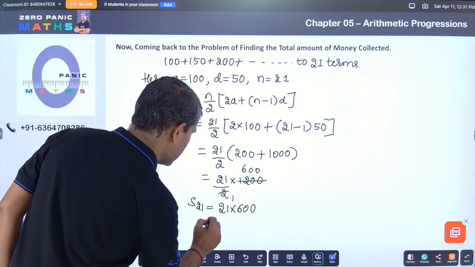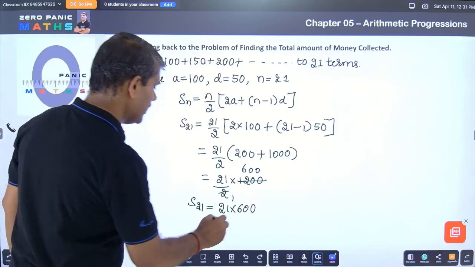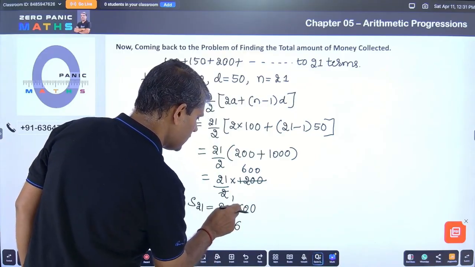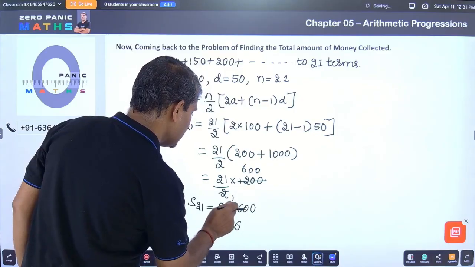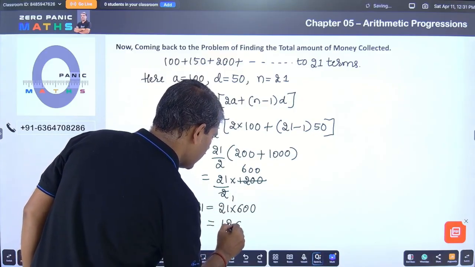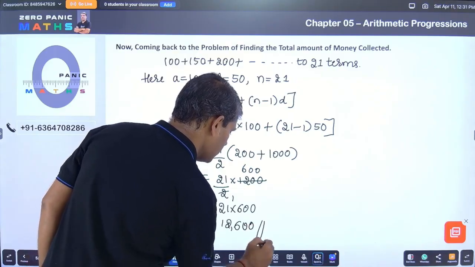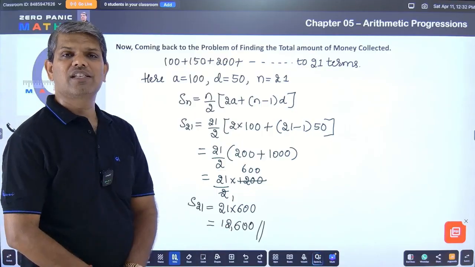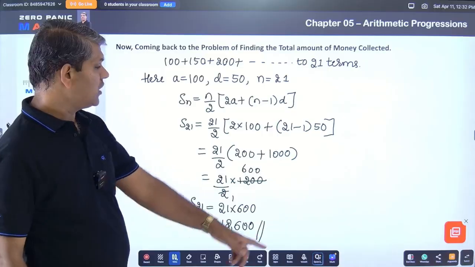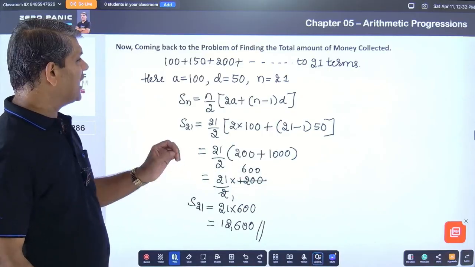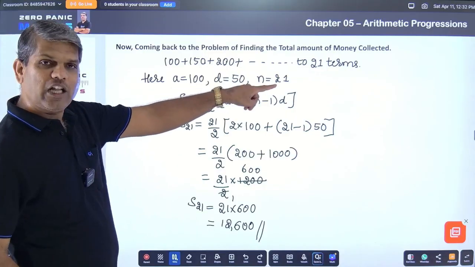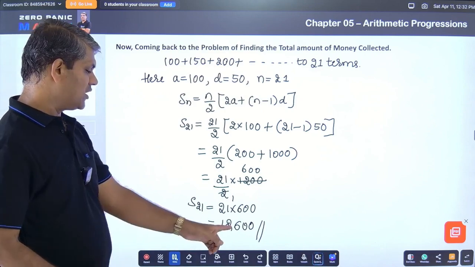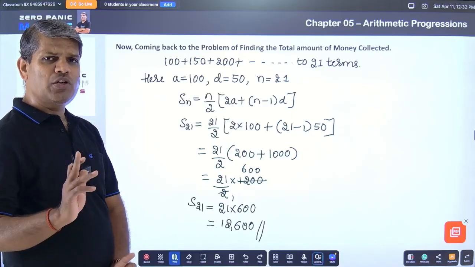And what is that answer? Let us calculate that. I'm just multiplying 6 with 21. 6 ones are 6, 6 twos are 12, and 2 zeros I'll be keeping. So what is the value at the end of 21 years? It is 12,600. So you can write that conclusion. Therefore, the total money collected when her daughter becomes 21 years old is 12,600 rupees. Did you understand this formula?